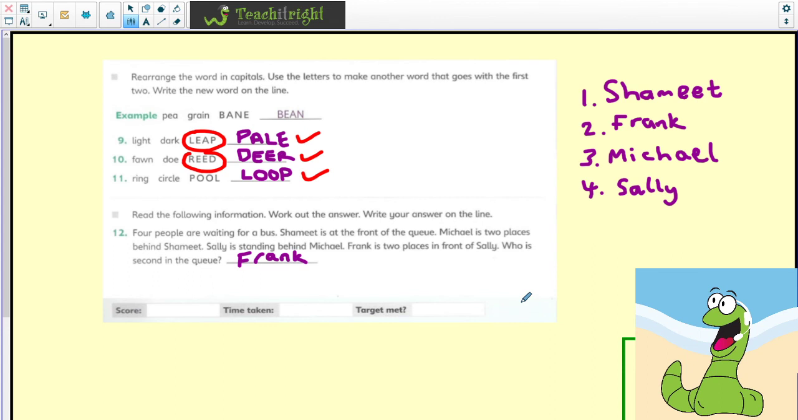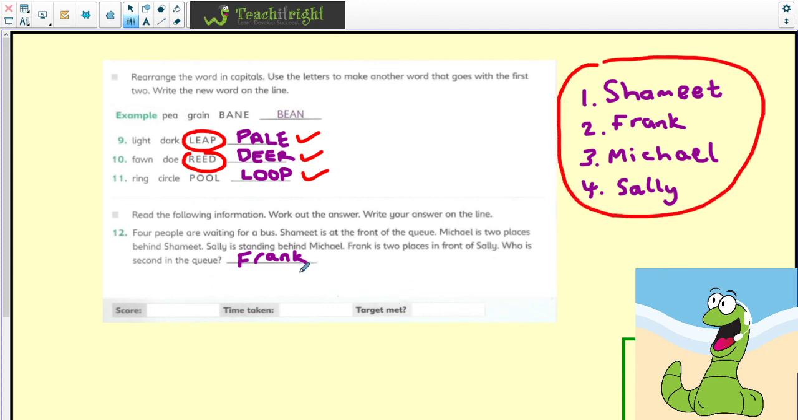Read the following information, work out the answer, write your answer on the line. Now interestingly for this particular one, I've done a little list of the order that they would be in, because I thought that might help if you create a little table. So there are 4 people waiting for a bus, and the first thing I did was write 1, 2, 3, 4. Shamit is at the front of the queue, so he's number 1. Michael is 2 places behind Shamit, so he's now in the 3rd position. Sally is standing behind Michael, so Sally needs to be in 4th. And then Frank is 2 places in front of Sally, so 1, 2. Frank obviously needs to be 2nd, so Frank is 2nd in the queue.